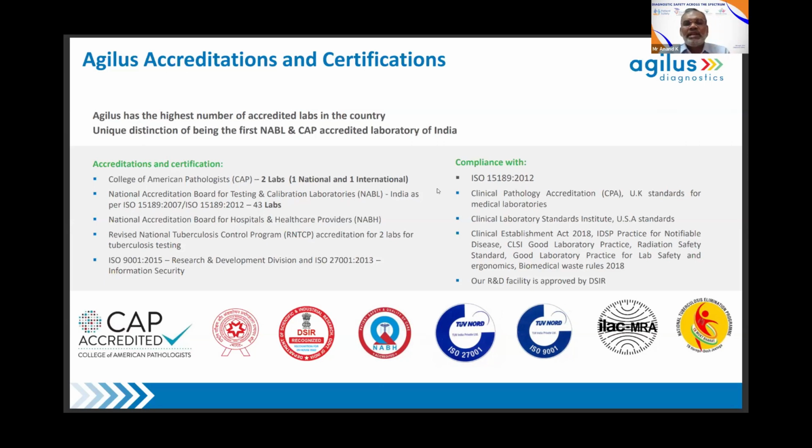So you have the ISO compliance standards with 15189. You have the clinical pathology accreditation standards. Then you have the CLIA regulations, the CLSI regulations, and you have the Clinical Establishment Act and the various acts in place by the government of India, and also the accreditation by DSIR when you're doing some research kind of activity. So these are some of the certifications that we can look out for in the organizations that we plan to work with in terms of healthcare and laboratory services. Next slide, please.